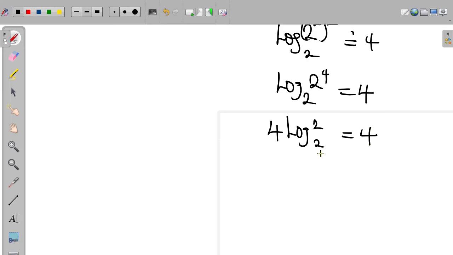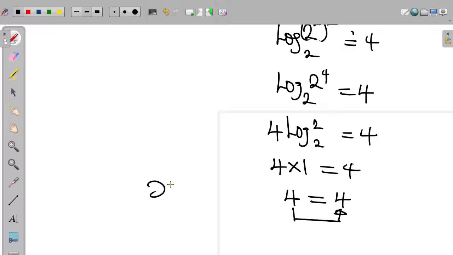equal to 4. And recall that logarithm to its own base is 1, so therefore 4 times 1 is equal to 4. So 4 at this point is equal to 4. So therefore the left hand side is equal to the right hand side. Thus, x is equal to 4.